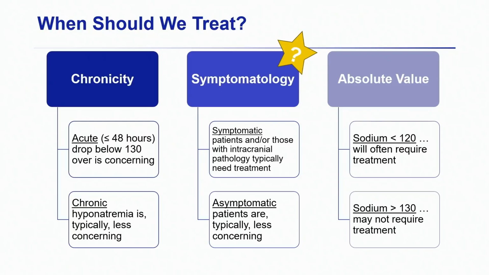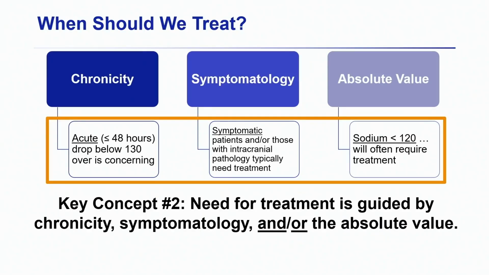Again, the symptomatology is what I want to focus on for y'all. Obviously, no matter if it's acute or chronic or what the absolute value is, if you see a patient who's got a low serum sodium and they're not mentating well, and you're worried about increased ICP in particular, that would be a thing that we need to focus on. But anyway, key concept number 2 for y'all: when we're thinking about whether or not to treat, we're looking at how quickly this hyponatremia has developed, whether the patient is symptomatic or asymptomatic, and the absolute value. You've got to integrate all of these 3 things, okay?